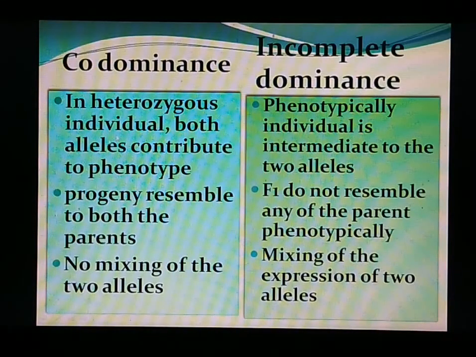So we see here in codominance, in a heterozygous individual, that means an individual having the A as well as the B allele, both alleles contribute to the phenotype. Whereas in incomplete dominance, the individual is phenotypically intermediate to the two alleles. So even though dissimilar factors are present, it still shows an intermediate color. Then in codominance, the progeny resembles both the parents, whereas in incomplete dominance it doesn't resemble either parent phenotypically.